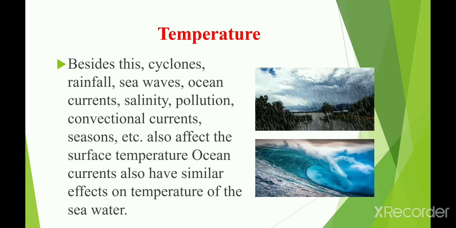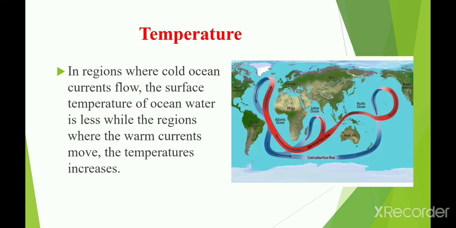And besides these, other factors are also responsible for the temperature of seawater. Besides these, cyclones, rainfall, sea waves, ocean currents, salinity, pollution, convectional currents, seasons, etc. also affect the surface temperature. Ocean currents also have a similar effect on temperature of the seawater.